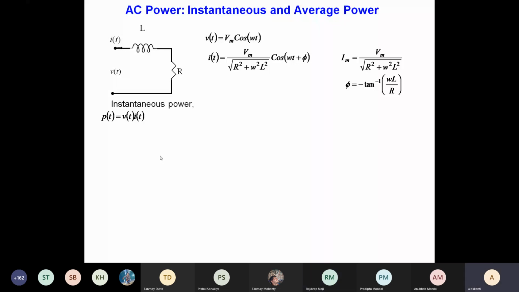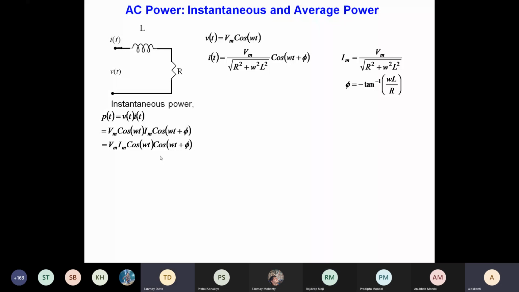So if we substitute V(t) and I(t): V(t) is equal to Vm cos omega t, and I(t) is equal to Im cos(omega t plus phi). So this is equal to Vm Im cos omega t cos(omega t plus phi). The product of two cos will be equal to the sum of cos. So multiply by 2 and divide by 2: Vm Im cos omega t cos(omega t plus phi), using cos of (a minus b) plus cos of (a plus b).